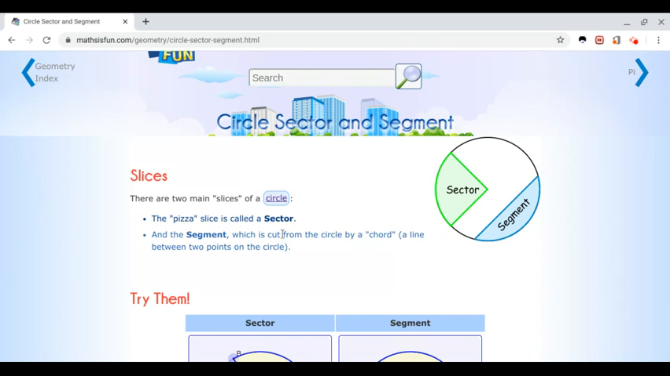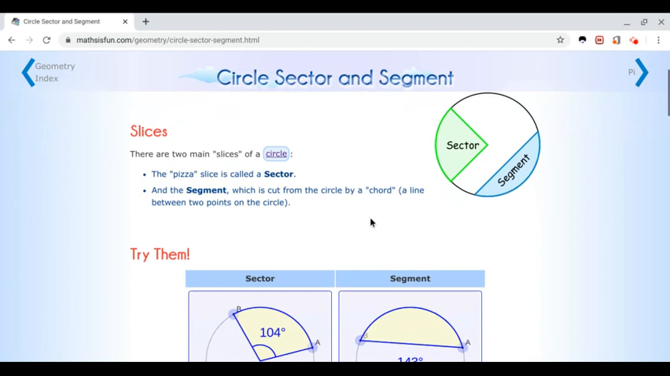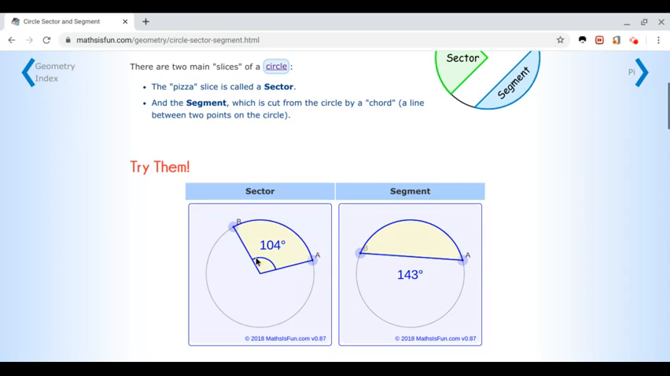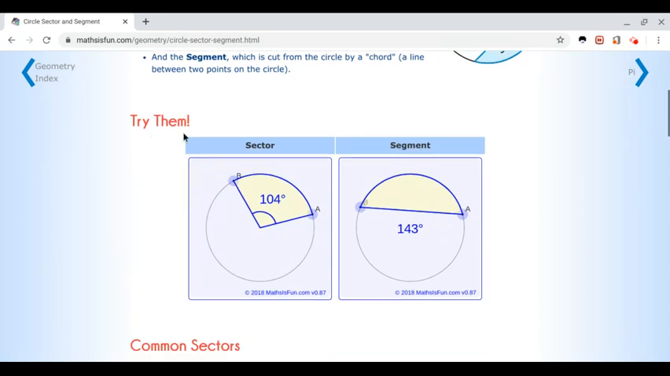And then we have the segment, which is cut from a circle by a chord, which is on this side, or a line between 2 points on the circle. Okay, so we're going to be focusing again today on the sector itself. If you look here, it gives you a chance to explore the differences between the sector and the segment. If you move point B around, you get to see the different shapes that you can get. Whereas if you get the segment for this one, you're controlling one side and you're seeing how small and large it can get. But again, you see the differences between these two.